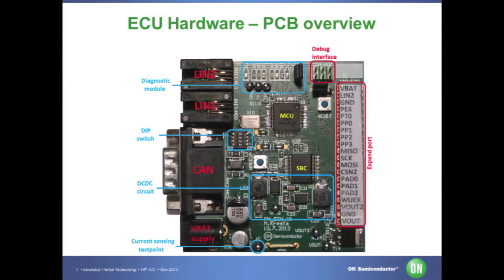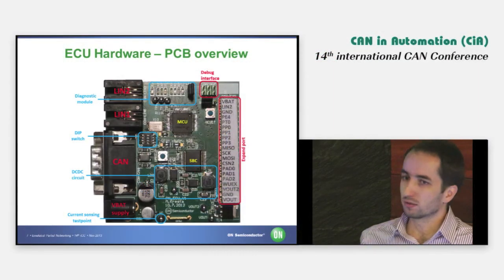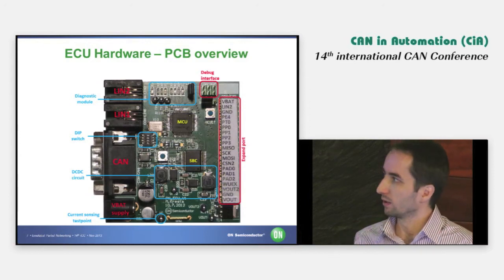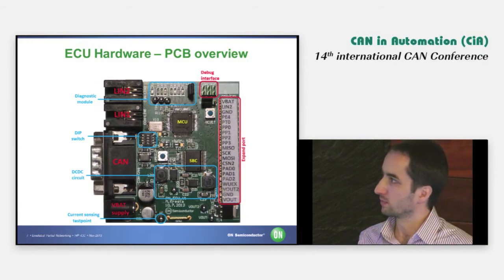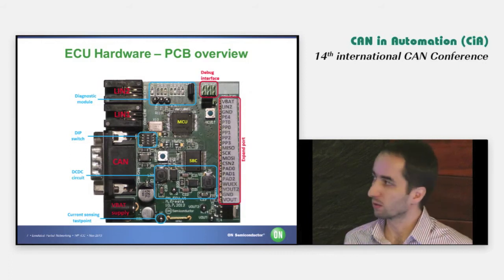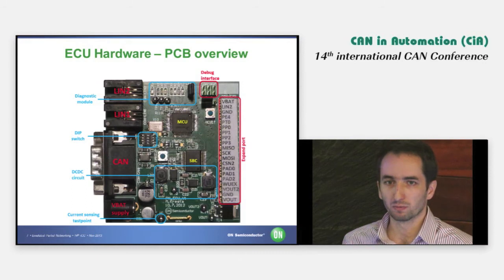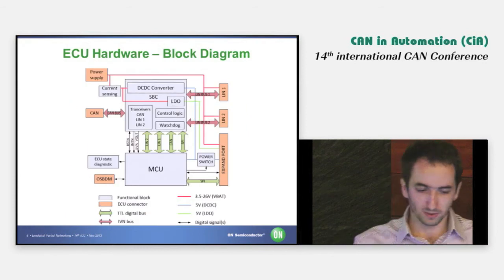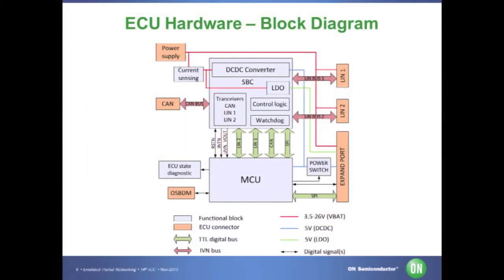So we have microcontrollers, several peripherals, and the system basis chip. The system basis chip itself contains the CAN transceiver, and it provides low voltage power supply to the microcontroller. We used a standard 16-bit automotive microcontroller, and the SBC is one of the devices from our portfolio in Semiconductor. Now, what you see here is a block diagram of the ECU.